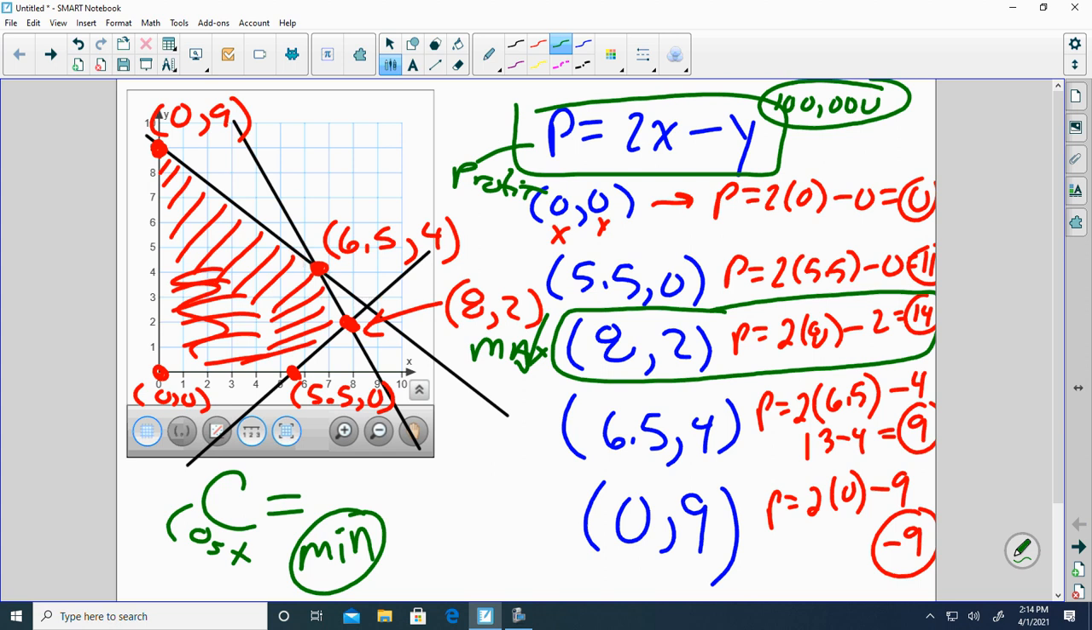Does everyone know what to do? It's pretty easy. You find the corners, then you plug the corners into either the profit or the cost equation that's given. A lot of times, it'll say maximize or minimize. Maximize means you're finding the maximum. Minimize means you're finding the minimum.